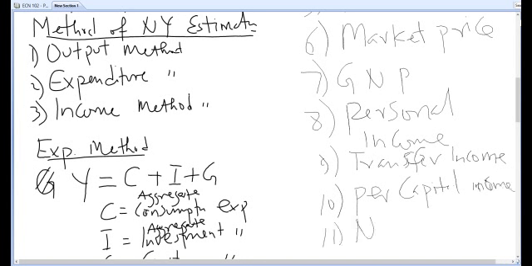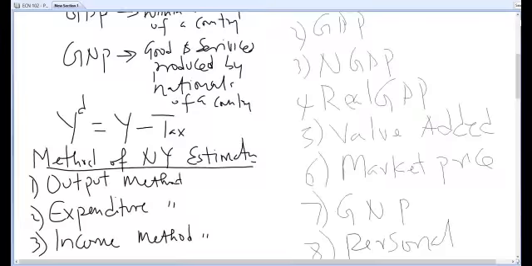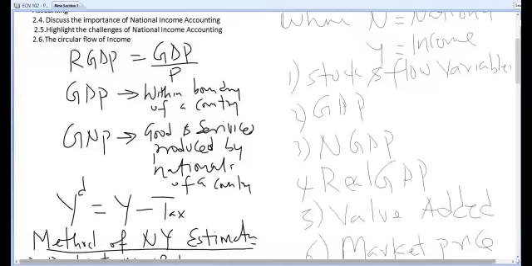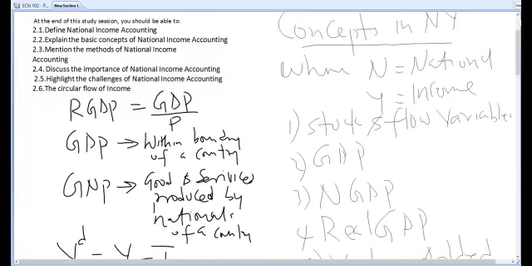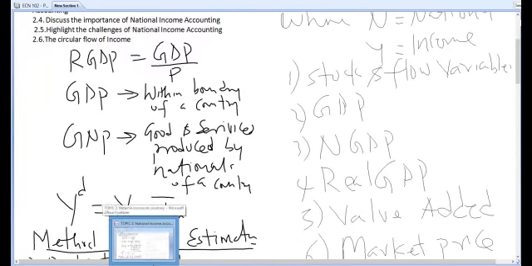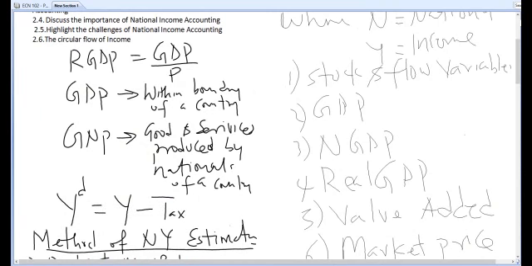To start with, let's look at GDP. GDP, gross domestic product, is the total monetary value of all goods and services produced within the boundaries of a country at a given time. It includes all domestic goods produced, whether by foreigners in the country or by natives of that country. So that's what GDP stands for.